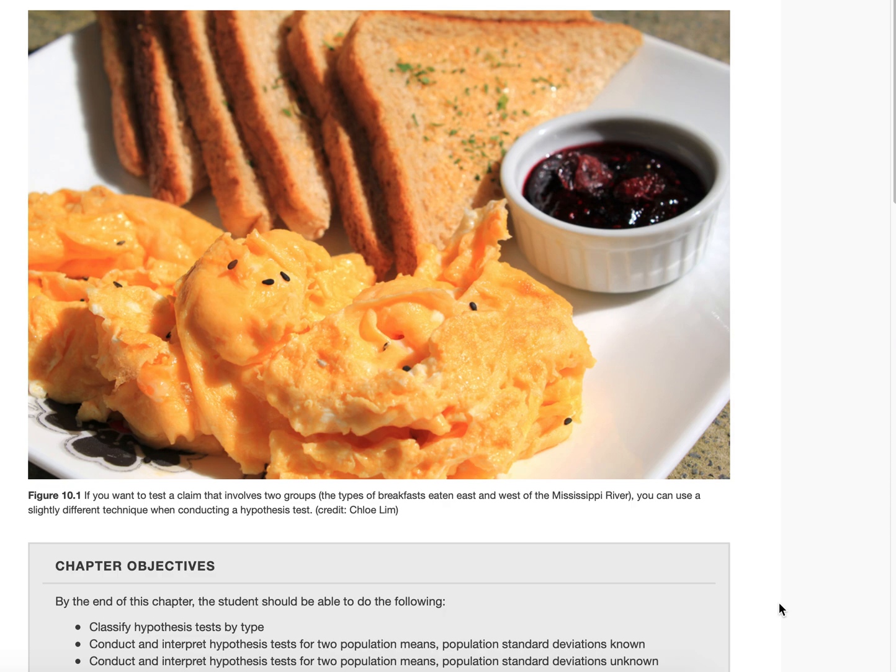We've already looked at hypothesis testing, so you have a background on the steps you'll take to do a hypothesis test. In this section, we're going to talk about doing a hypothesis test with two groups that have two different means. So, for example, if you wanted to test a claim involving two groups of people and the type of breakfast they eat, and I would take a group east of the Mississippi and west of the Mississippi, we'd have to use a different technique because we're comparing two unique groups when doing this hypothesis test.